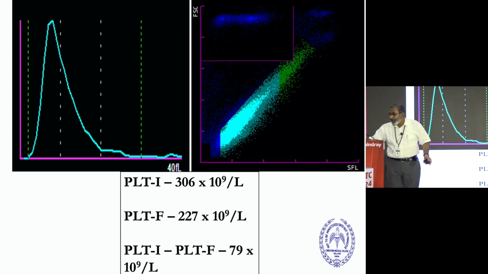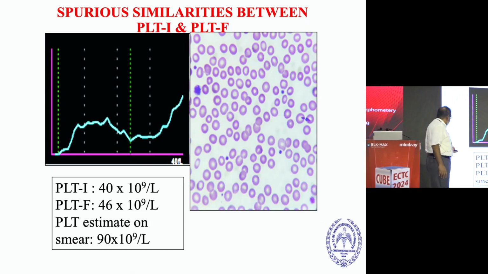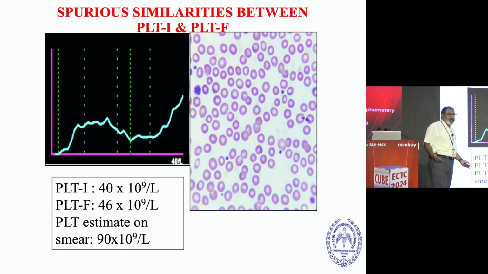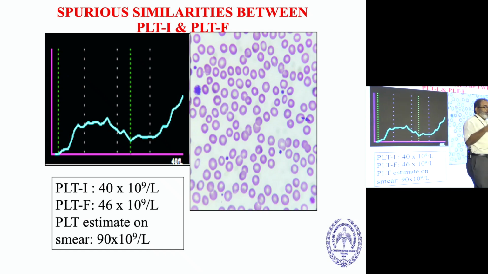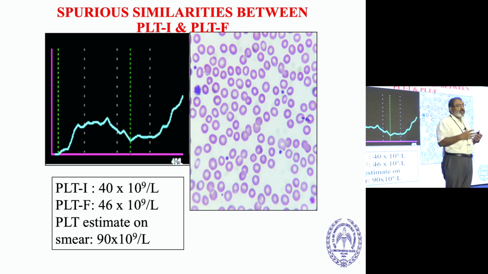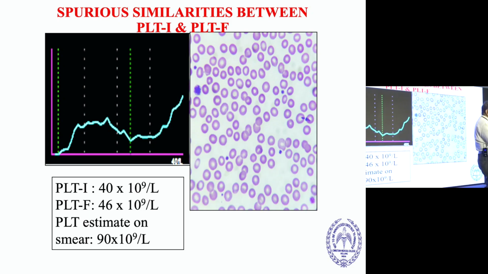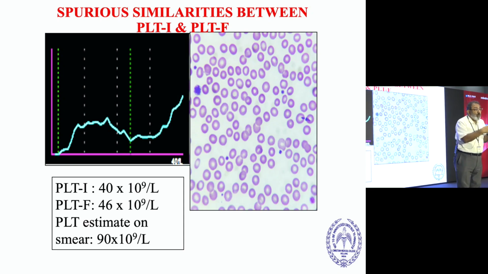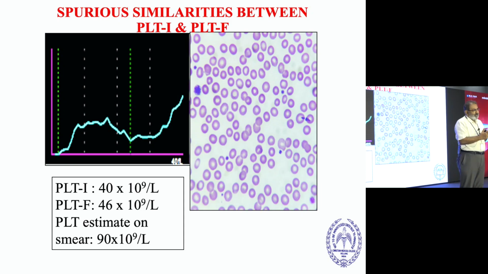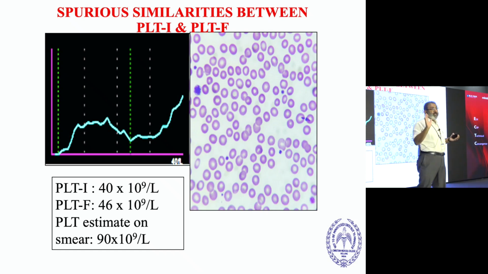So when you look at this patient, the impedance is 40, fluorescence 46. But look at the smear. Everybody asks, what is the true platelet count? You must realize that in the smear, the true platelet count is where you look at one platelet under the oil immersion field, which is equivalent to 15,000, in the area where the red cells are starting to overlap. Only where the red cells are starting to overlap, not anywhere else. There is a publication that one platelet there is equivalent to 15,000.